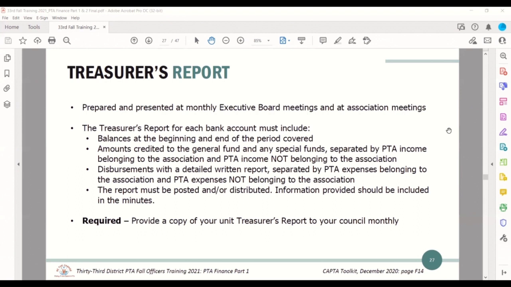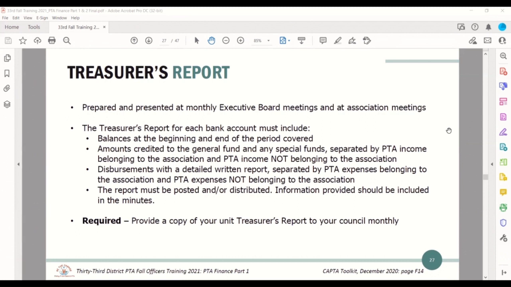So either distribute copies at the meeting, or if you're in person, maybe project it on a screen, or if you're having a Zoom meeting, you can just share your screen and present it there, as opposed to just not giving them anything to refer to and just rattling off all these numbers. You want them to be able to see what's happening in your bank accounts. And so if there are any questions, then they'll be able to refer specifically to any transactions they have questions about.